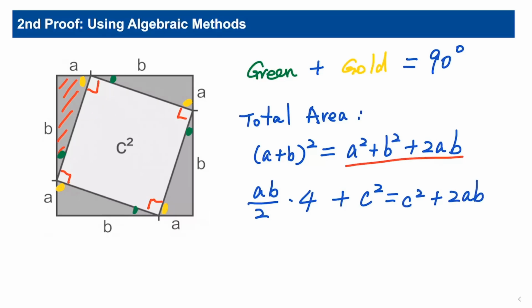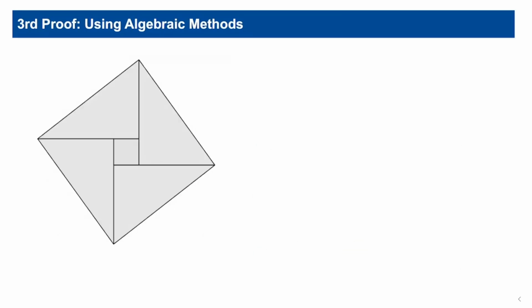These two quantities must be the same. Therefore, we must have A squared plus B squared equals C squared. This is the second proof of the Pythagorean theorem. Now, let's look at another proof, which is similar, using algebraic methods, but slightly different.